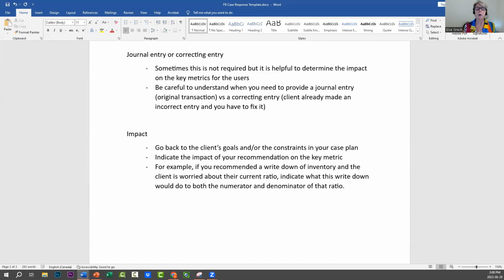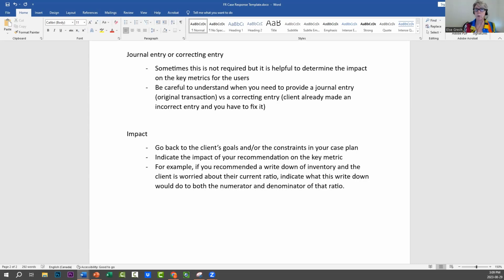And then finally, provide the impact on the client's goals or the constraints that came from your case plan. Really, if you're not providing the impact on the key matrix in the case, then you are missing part of the important analysis that you're giving your client, the value added that you're giving your client. So an example would be, let's say you recommend a write down of inventory and the client's worried about their current ratio. Then we need to indicate that this write down is going to reduce current assets. There's going to be no change to current liabilities, so your ratio will worsen.